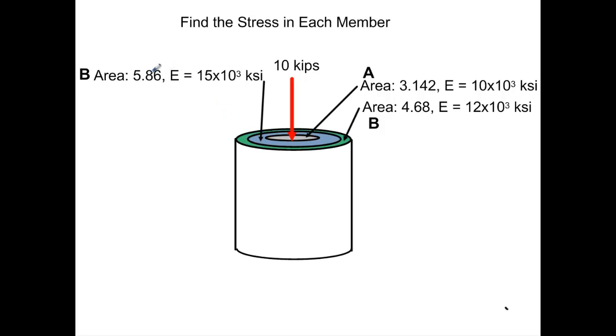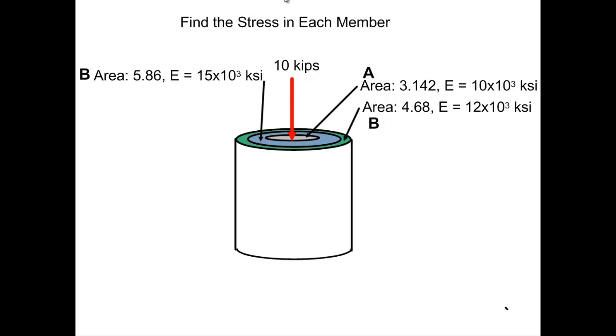This one has an area of 5.86 inches squared with an E value of 15 times 10 to the third KSI. This one has an area of 3.142 inches squared with an E value of 10 times 10 to the third KSI. And the other one has an area of 4.68 with an E value of 12 times 10 to the third KSI. We want to find the stress in each one of these members. Now you cannot just take the 10 and divide by each of these areas, because each of these areas is going to see a different load, a certain percentage of the 10 kips.